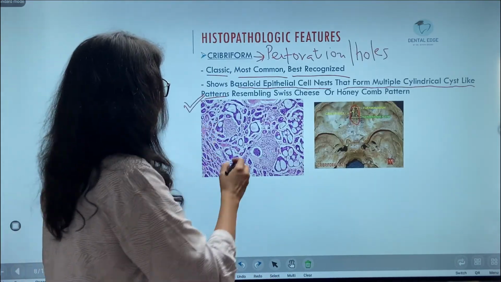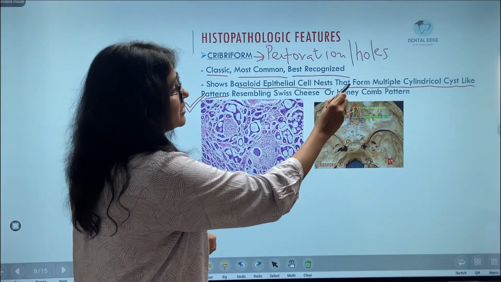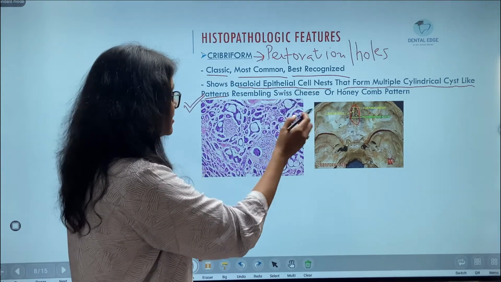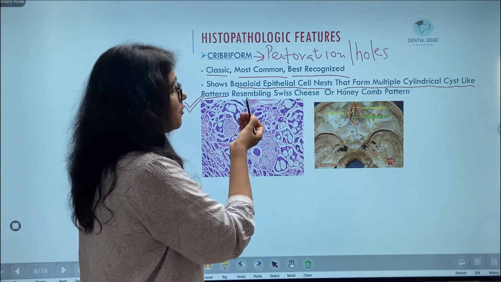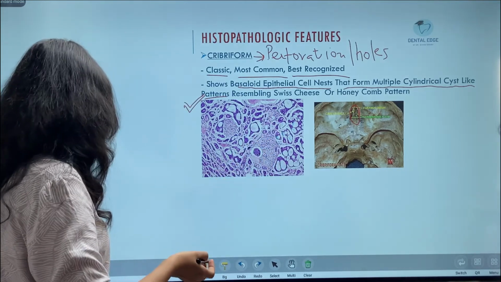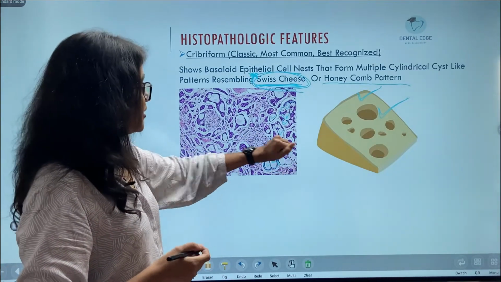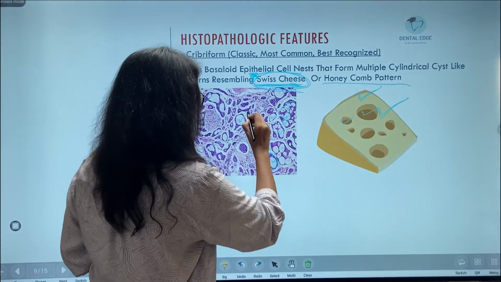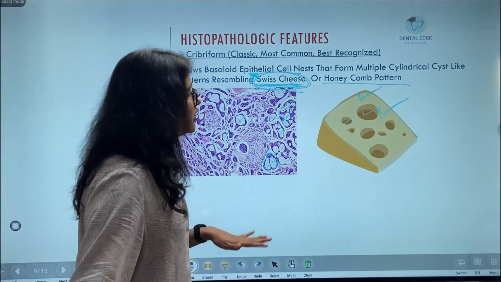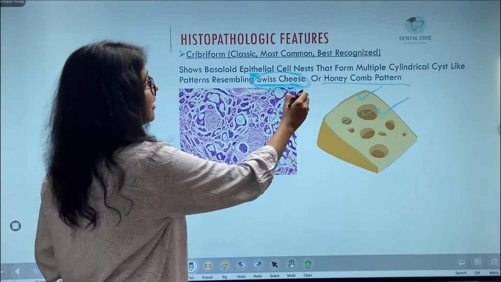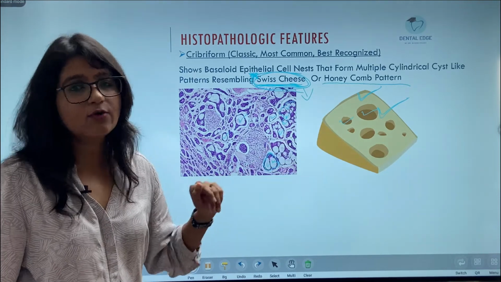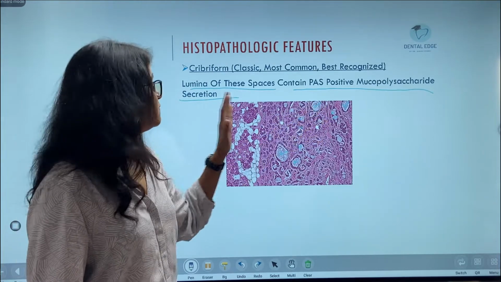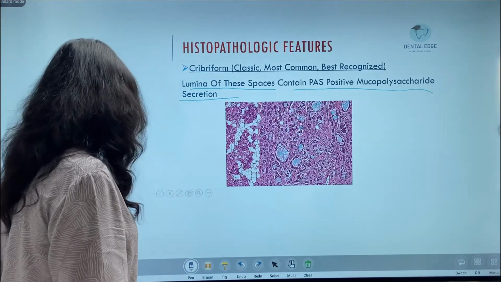Because in this there is presence of multiple cylindrical cysts in between basaloid epithelial cell nests, it is called the cribriform pattern, or therefore it is also called the Swiss cheese pattern. Can you appreciate these small cystic structures? So it is also called Swiss cheese pattern. Very important viva or MCQ question, or honeycomb pattern it can also be said. Last, the lumina of these spaces contain PAS positive mucopolysaccharide secretions.